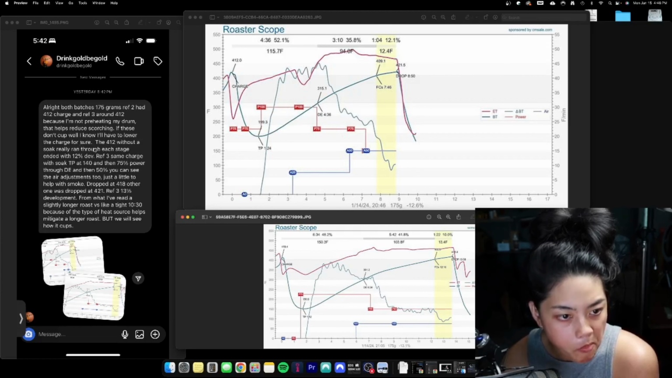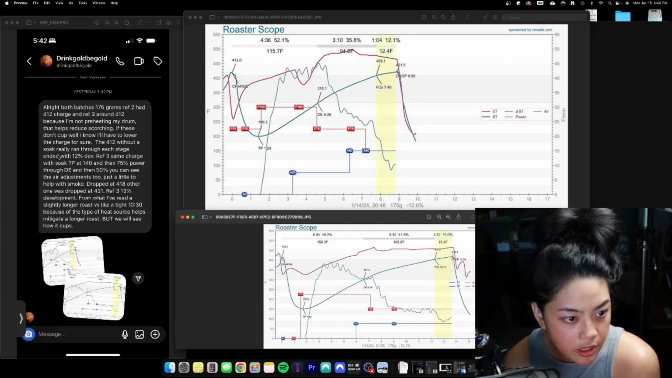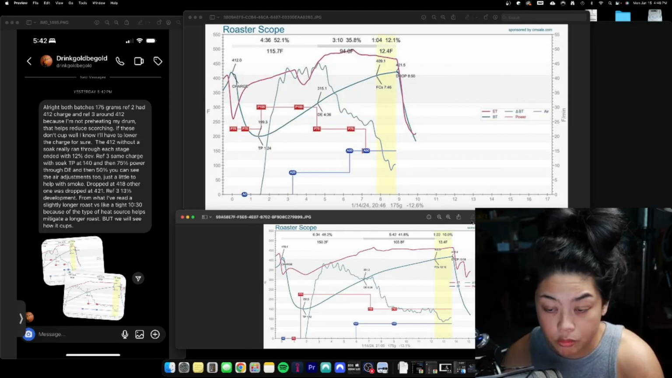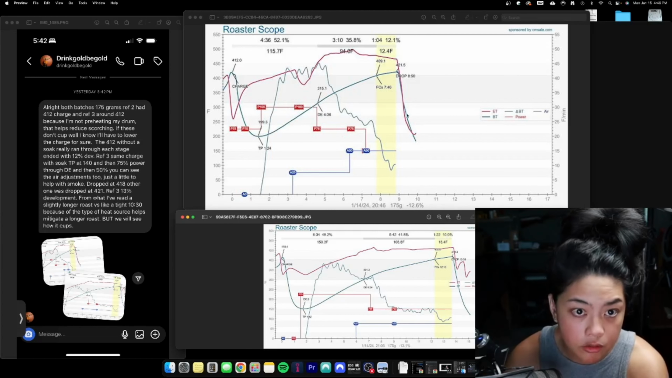Okay. The 412 without a soak really ran through each stage and ended with 12% development. That's the third phase. Yeah, we see that, 12. This one's 10. So we're talking about this one.